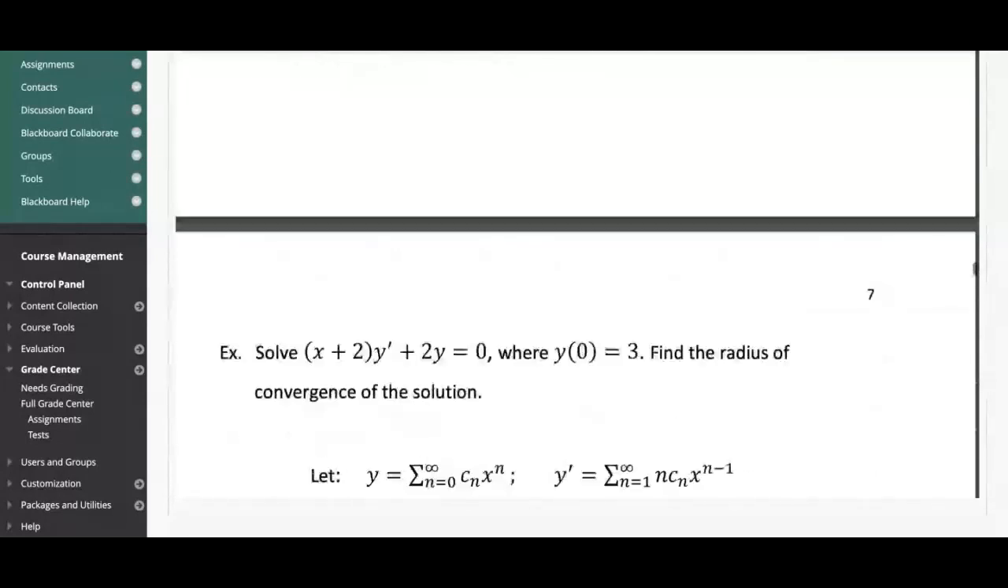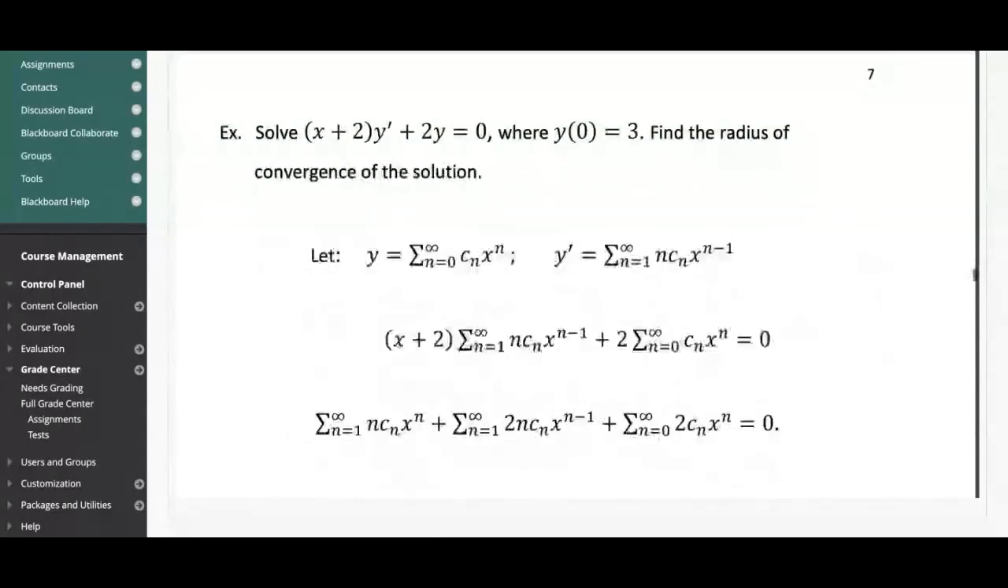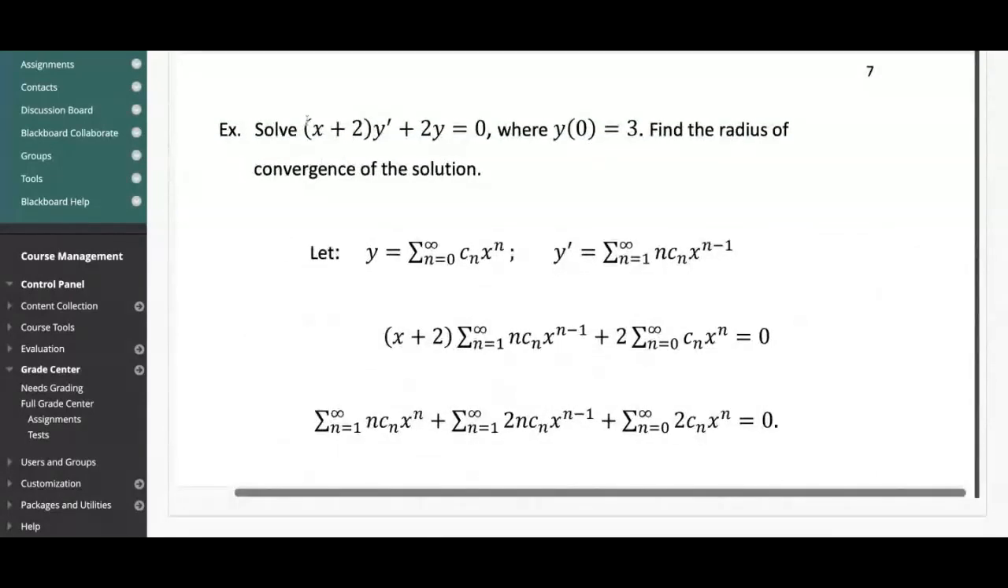All right, so that's one example. Let's see this example. We want to solve this equation: x plus 2 times y prime plus 2y equals 0. And we're given an initial condition. That means we want to find a unique solution, a particular solution, for this initial condition. Also, we want to find the radius of convergence of the solution.